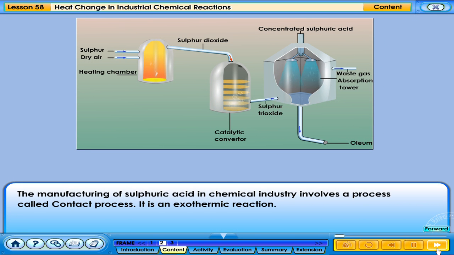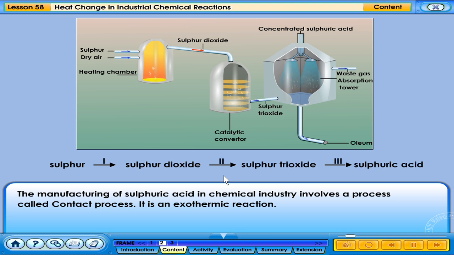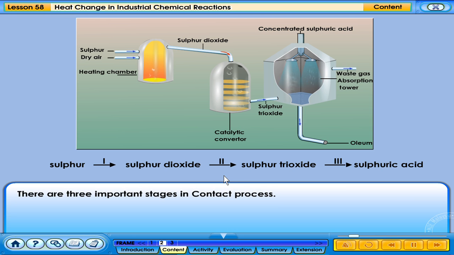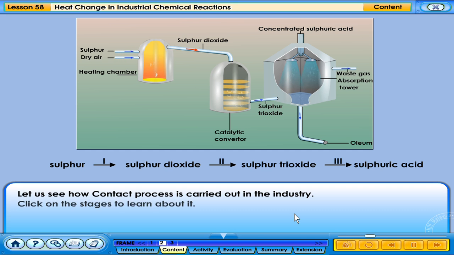The manufacturing of sulfuric acid in chemical industry involves a process called contact process. It is an exothermic reaction. There are 3 important stages in contact process. Let us see how contact process is carried out in the industry. Click on the stages to learn about it.